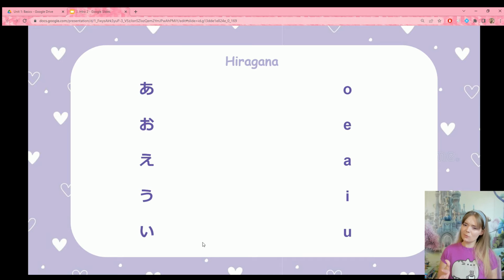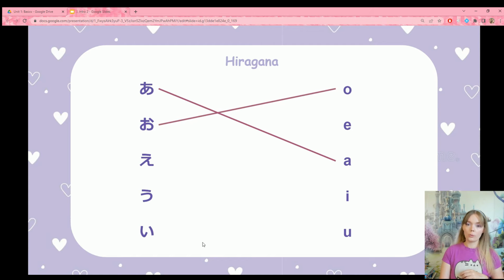Next up, let's see if you remember the hiragana characters that you learned last time. Starting from the top, what character is that? Remember, a. Next up, what is that character? I. Like oasis. O. Okay, what comes next?